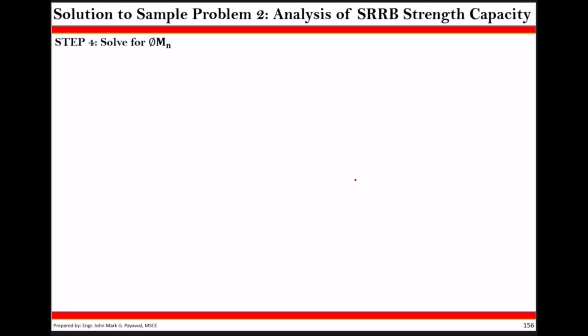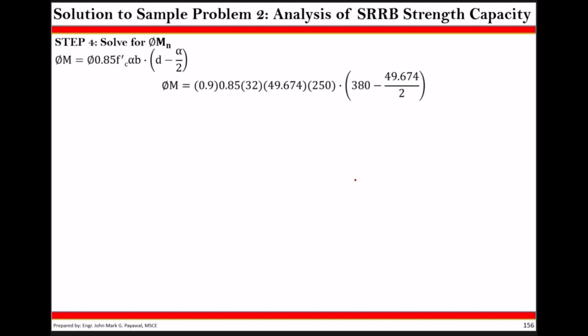If you have paused the video and written the equation for Pmn in terms of compression, please check if this is the one you have: 0.85 times phi Fc prime alpha b multiplied by the lever arm. Using all the values from the geometry of the section and the exact values of alpha, this would be your working equation. Again, only for presentation, I reflected alpha to be 49.674. But please do not forget that the alpha value to be used should be exact.